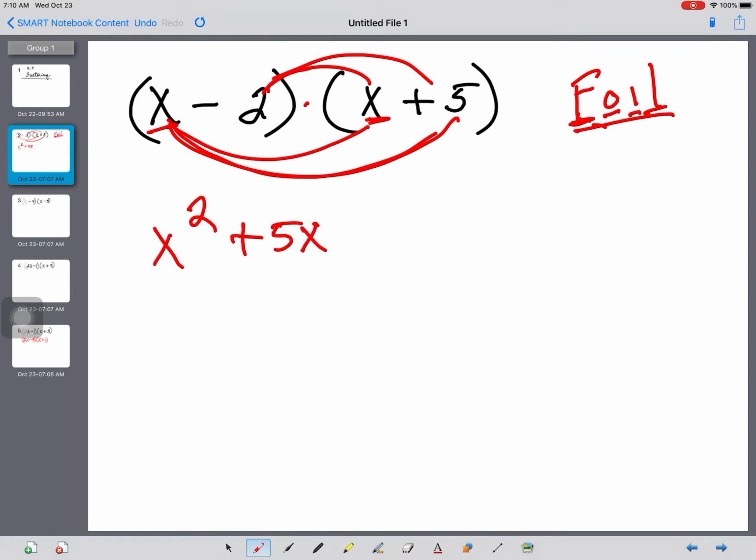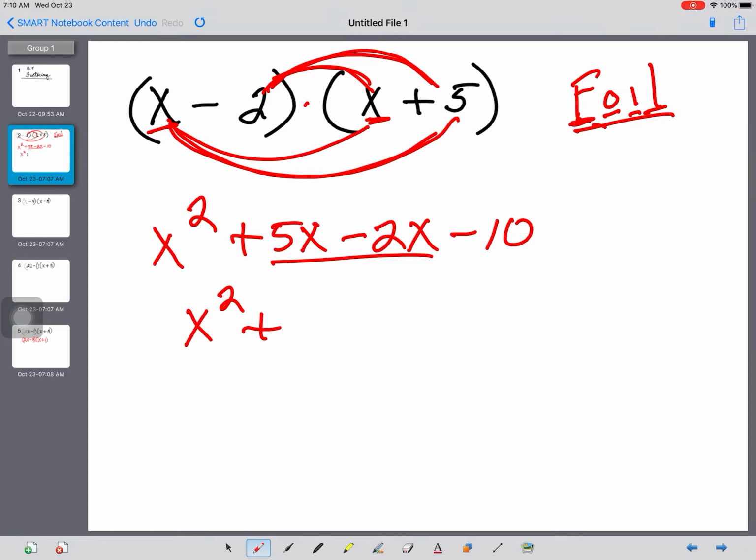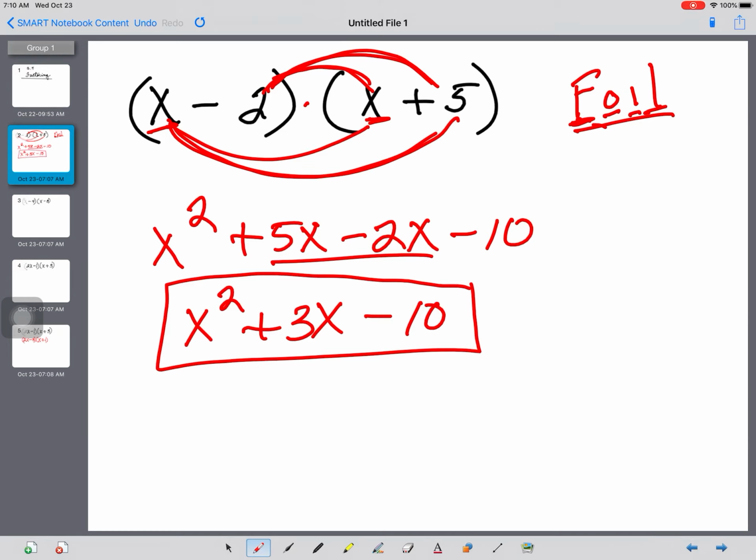Now when I do the inner ones, negative 2 times x, I get negative 2x, and then negative 2 times 5 is negative 10. And almost always when you multiply the binomials together like this, there's going to be some like terms that can be added. And so we end up with x squared plus, well, 5 minus 2 is 3x, and then minus 10. But the real question of this section is not how do I go from the factored version to the multiplied out version, but how do I go backwards? So if we were starting here, how do I get back to that? So x squared plus 3x minus 10.